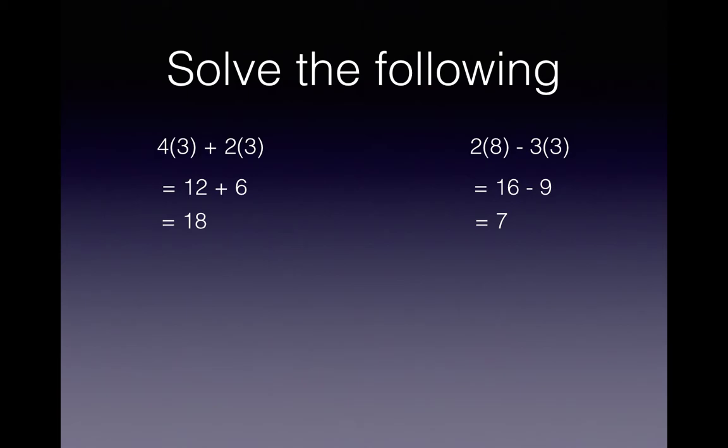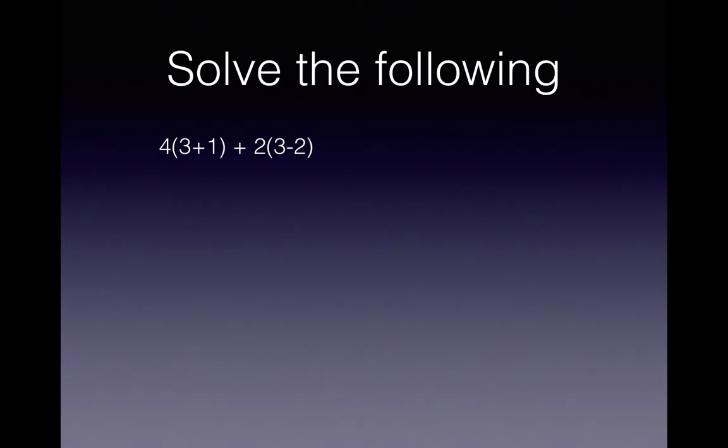Okay, example 3 and 4. All right, when we look at this, inside the brackets there are multiple numbers. So we need to do the bracket stage first, which is write everything in brackets as one single number. So the first bracket, 3 plus 1 is 4. Second bracket, 3 minus 2 is 1.